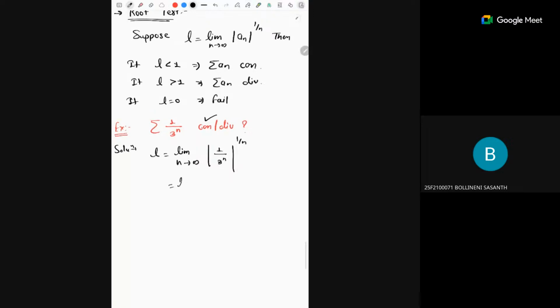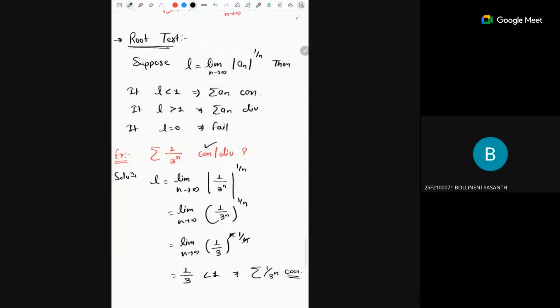So this is the same as talking about limit n goes to infinity of 1 by 3 to the power n, to the power 1 by n. And this 1 by n and n will cancel each other. That is limit n goes to infinity of 1 by 3 to the power n into 1 by n. This will cancel out, and the value of L is actually 1 by 3, which is less than 1. So we can say that summation 1 by 3 to the power n converges. Okay, so that's how you can apply root test.